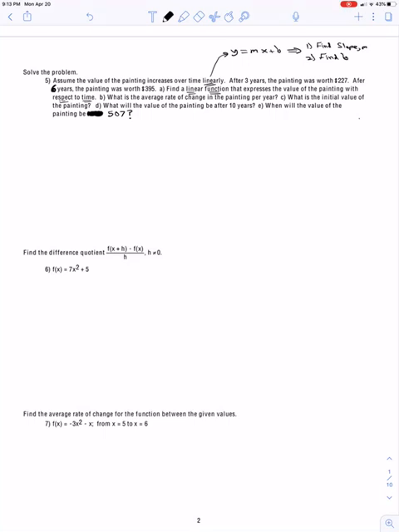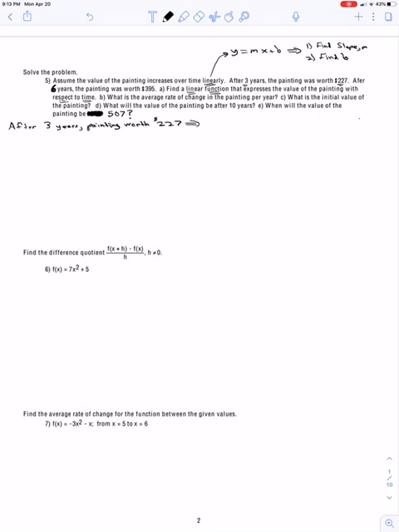So let's think about these couple points. We go back to the first or second sentence. It says after 3 years, the painting was worth $227. So let's go ahead and write that down. After 3 years, painting, worth a value of $227. So that implies what?